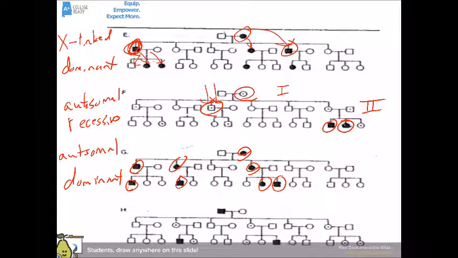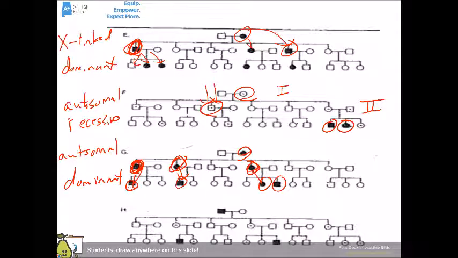Verify by looking at who passes it to who. And notice that father can pass it to son, mother can pass it to son, mother can pass it to daughter. We don't see it here, but more than likely, men can pass it to women as well. And that's a good indication that this is an autosomal dominant trait.